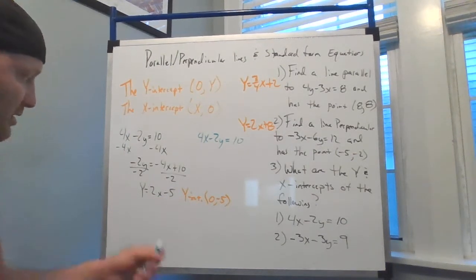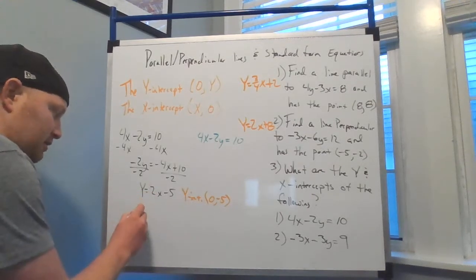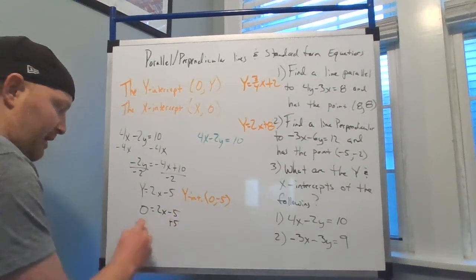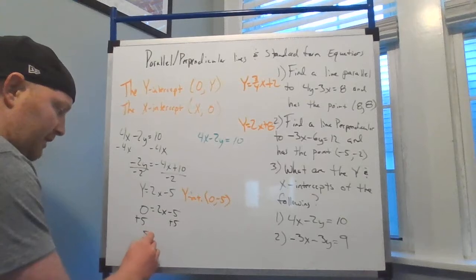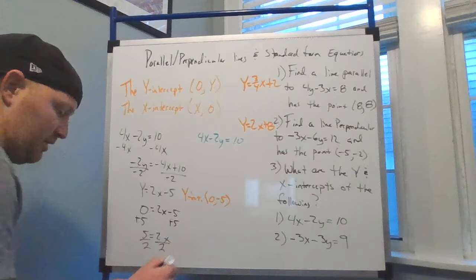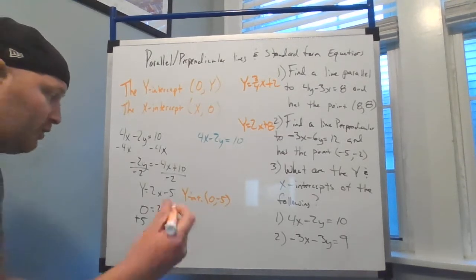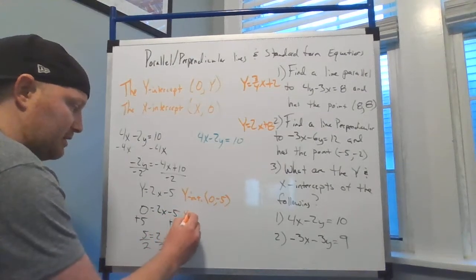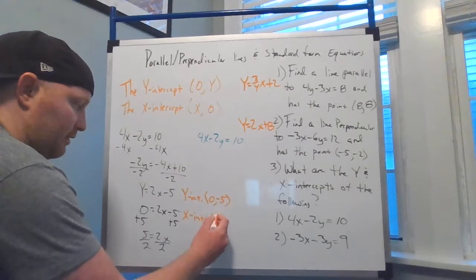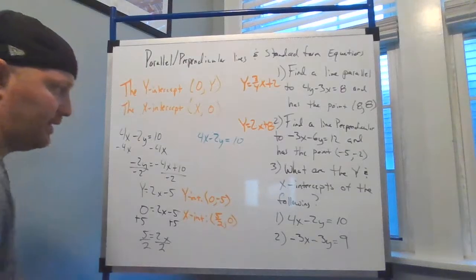Now let's solve for the x-intercept, because all we have to do is replace y with 0 and solve for x. So 0 equals 2x minus 5. I'm going to add 5 to both sides. I get 5 equals 2x. Divide both sides by 2. So the x-intercept is 5 halves, or 2.5. That's where the line would cross the x-axis. So the x-intercept is written as (5 halves, 0). Okay?